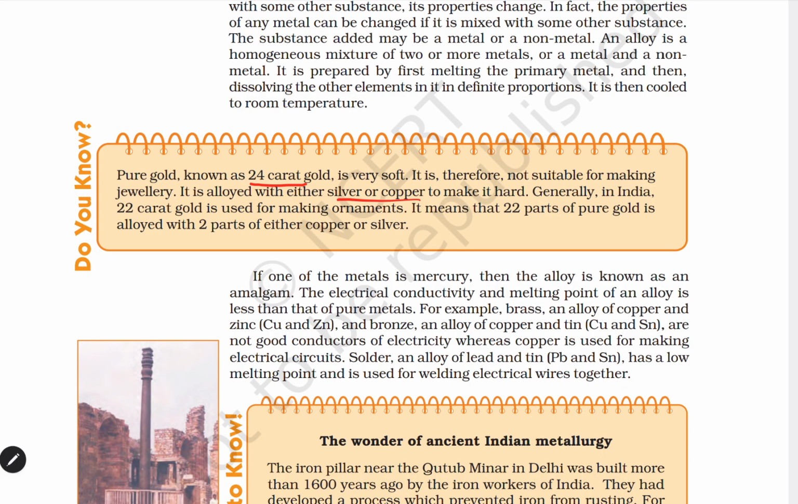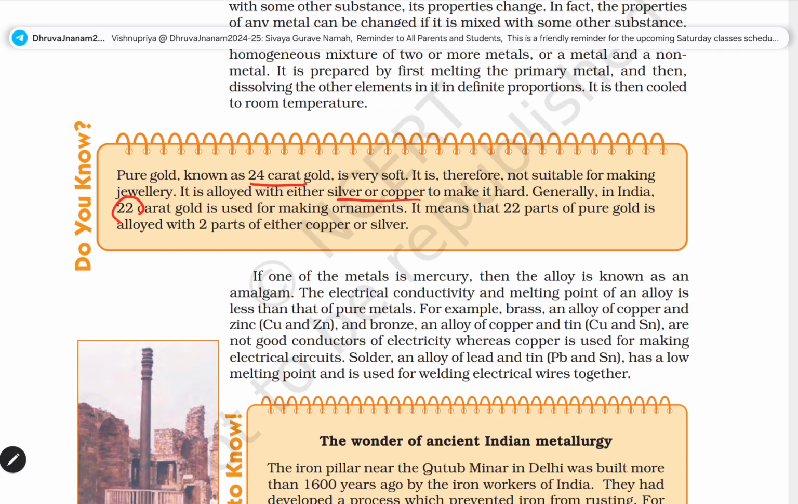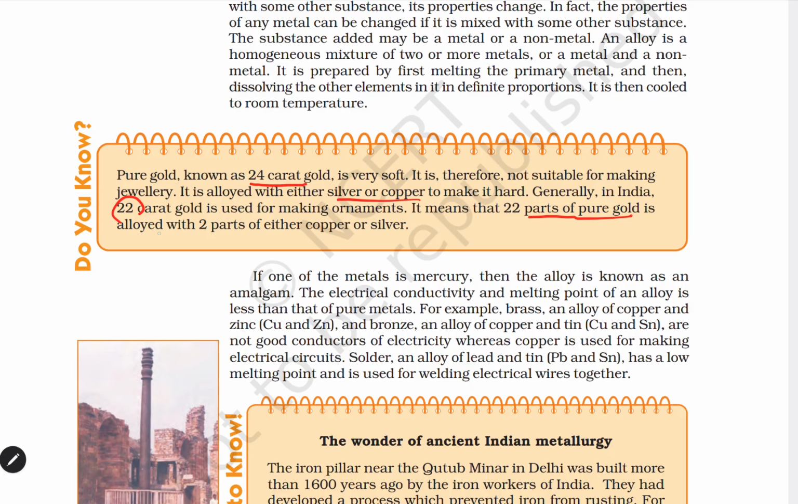Generally in India we take 22 karat gold for ornament making. What is 22 karat gold? 22 parts of pure gold are taken, and it is alloyed with 2 parts of either copper or silver, then it becomes 22 karat gold. Then only you can prepare the ornaments in your desired pattern. If you take pure gold, you cannot make the jewelry.